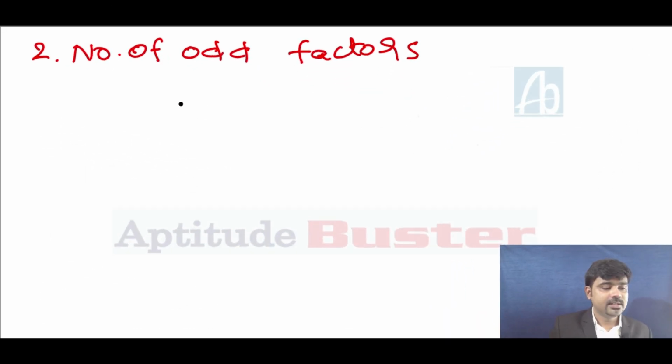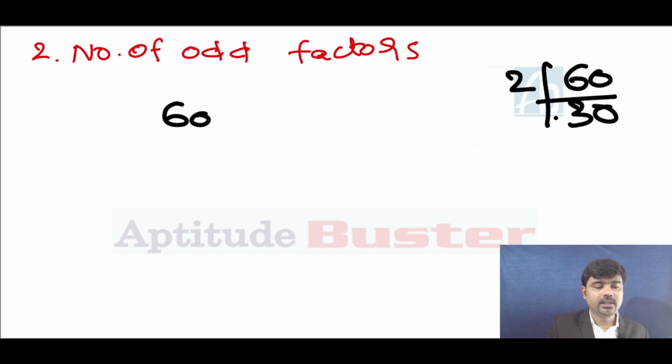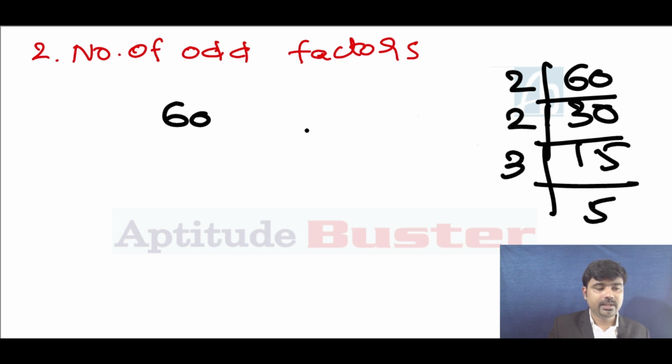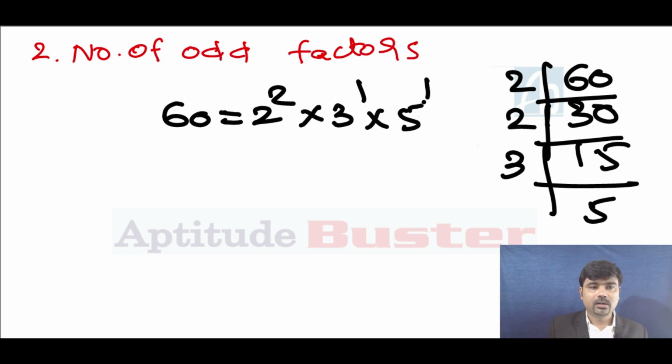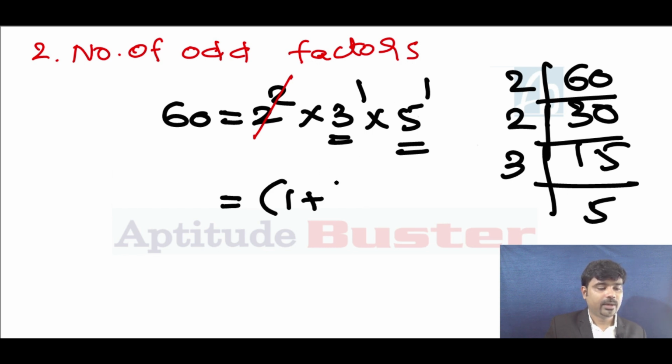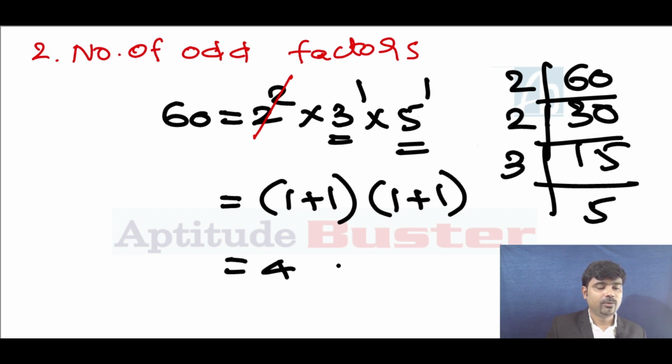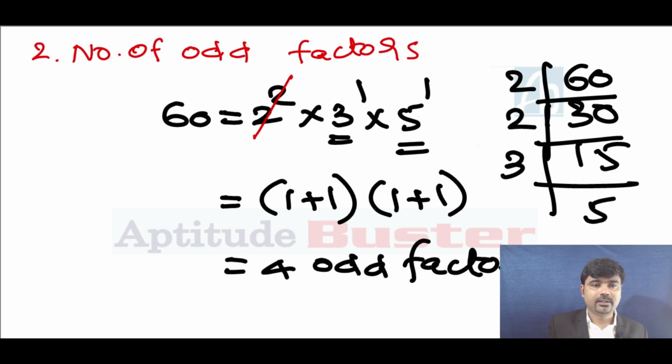Number of odd factors. Consider this number 60. Here 60 divided by 2 is 30, again divided by 2 is 15, divided by 3 is 5. So 60 can be written as 2 power 2 into 3 power 1 into 5 power 1. Now we are going to discuss number of odd factors. Here the odd number is 3, here the odd number is 5. So leave the even number and consider only these two. The number of factors is 1 plus power of a prime number, times 1 plus power of the other prime number. So the number of odd factors is 4. Odd factors for 60 is 4.